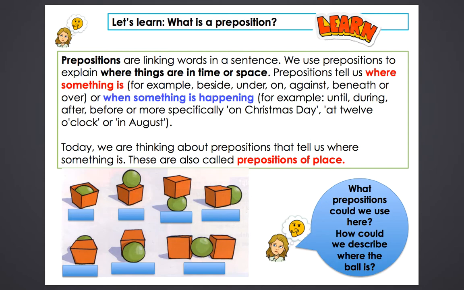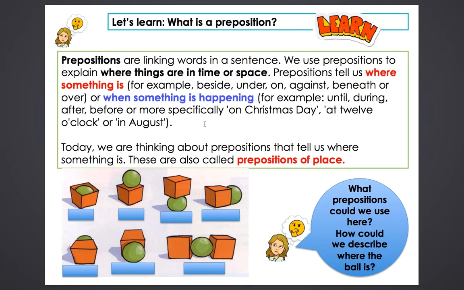What is a preposition? So prepositions are linking words in our sentences, and we use them to explain where things are in time or space. So they tell us where something is. So some examples might be beside, under, on, against, beneath, or over. We can also use them to explain when something is happening in a sentence. For example, on Christmas Day, or until, or during, or after.